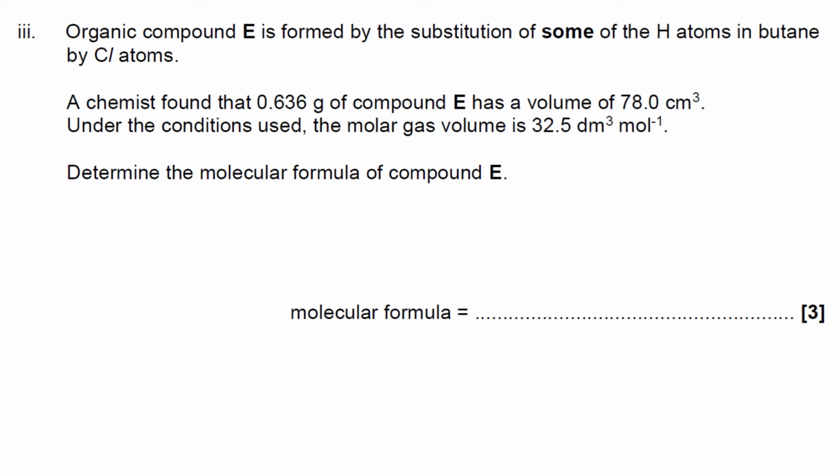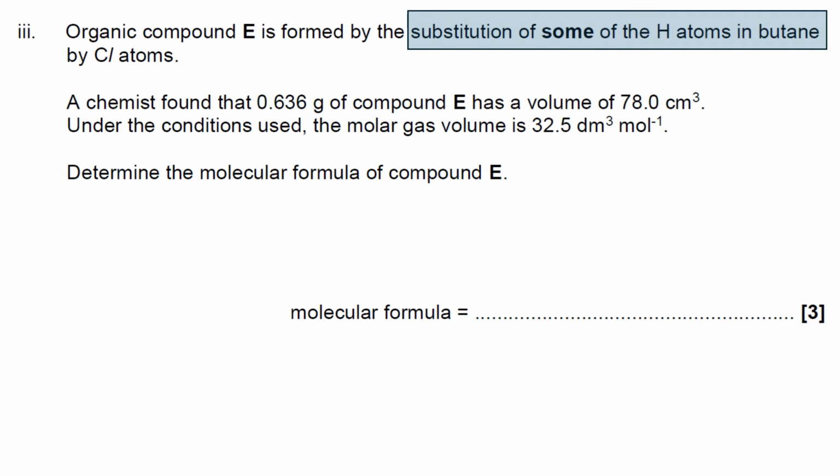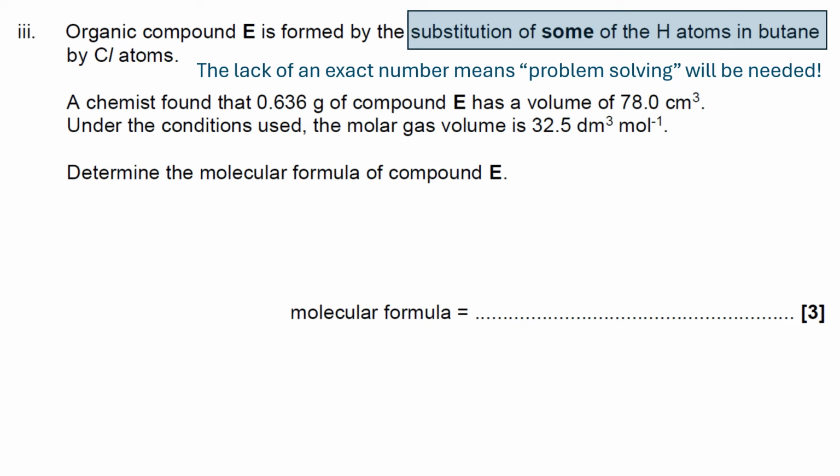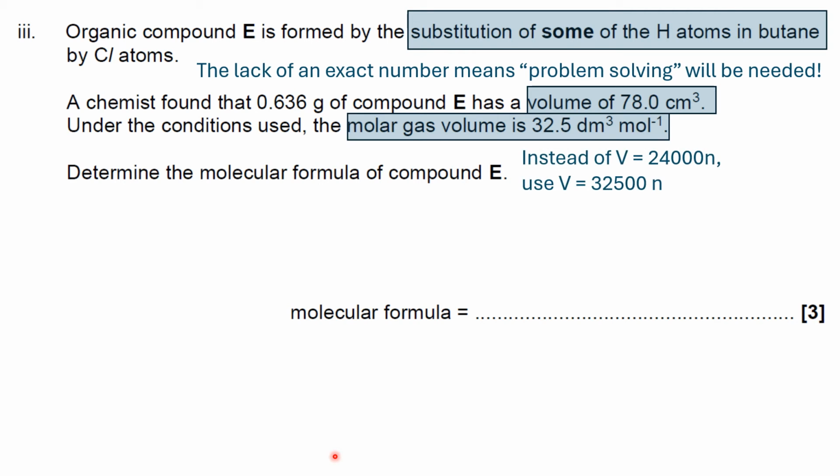So this is a more applied section of the question, and this is because when it mentions the substitution, it only says that some of the H atoms in butane are substituted by chlorine. So we don't have an exact number to work from, but we need to work out a molecular formula. So we start with the information we're given. We're given a volume in centimeters cubed and a molar gas volume that isn't the same as what we're used to. So we're used to it being 24.0 decimeters cubed per mole. So it's easy to get around this problem. Instead of V equals 24,000 n, which you'd use because it's in centimeters cubed, use V equals 32,500 n.